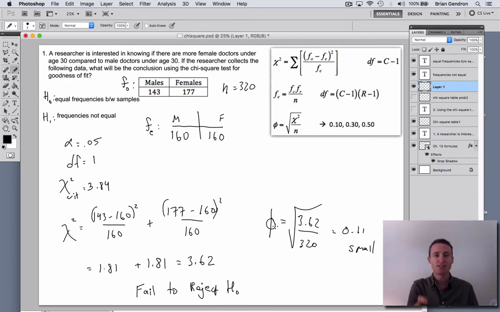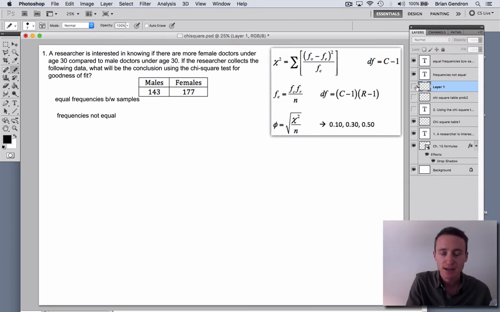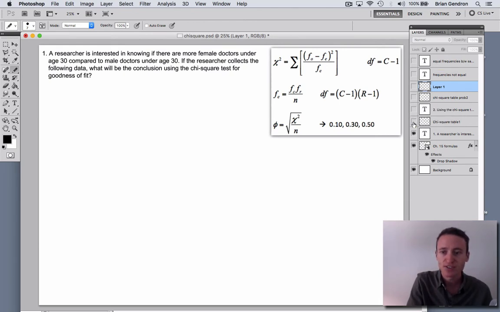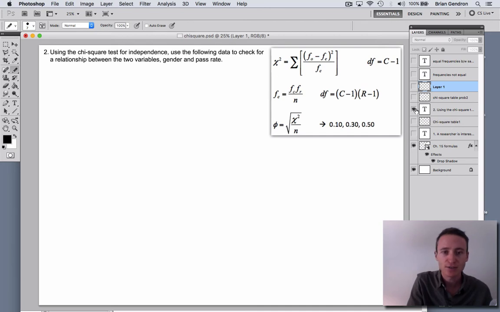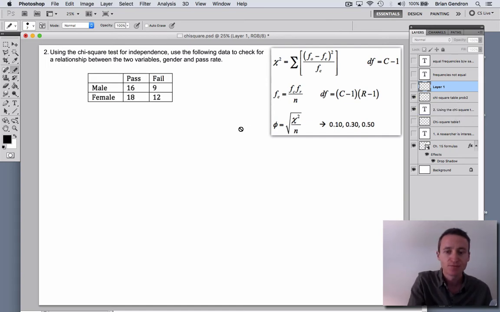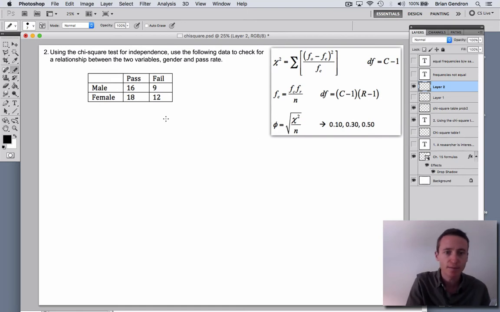Okay, so this first example problem was the chi-squared test for goodness of fit. And there are two types of chi-squared tests discussed in this course. The second one is called the chi-squared test for independence. And we're going to use this problem right here. It says, using the chi-squared test for independence, use the following data to check for a relationship between the two variables, gender and pass rate.